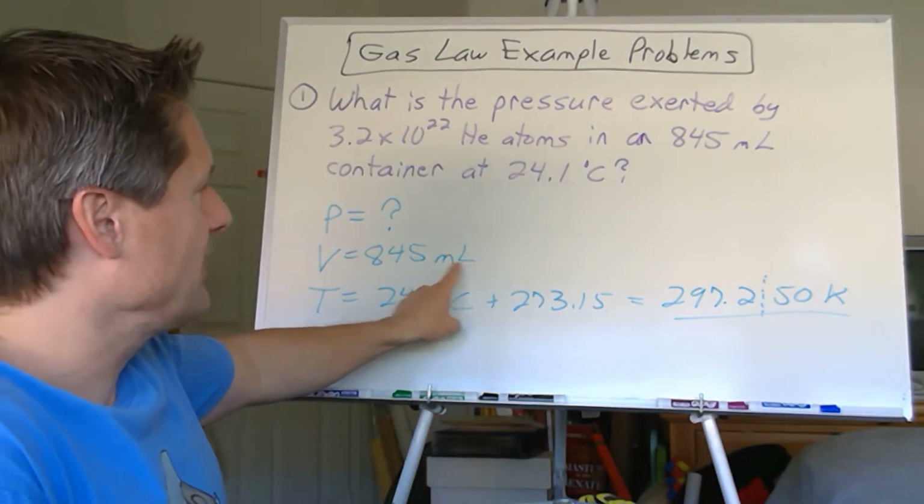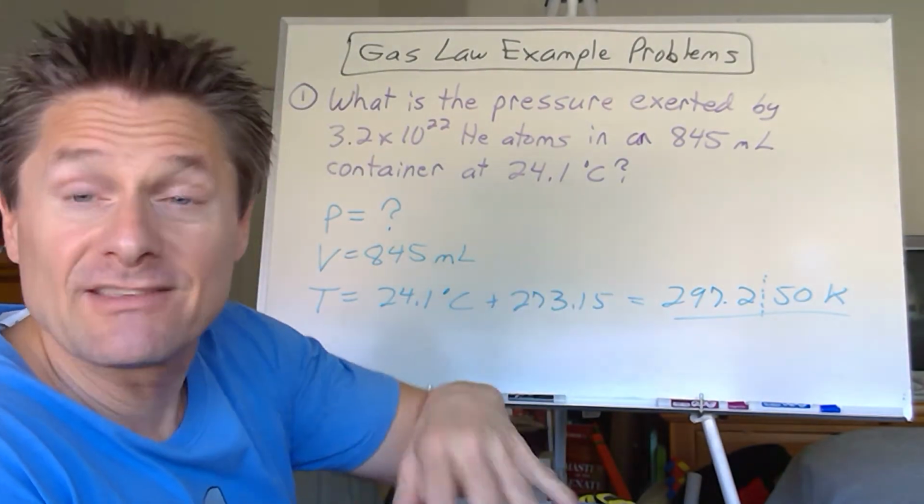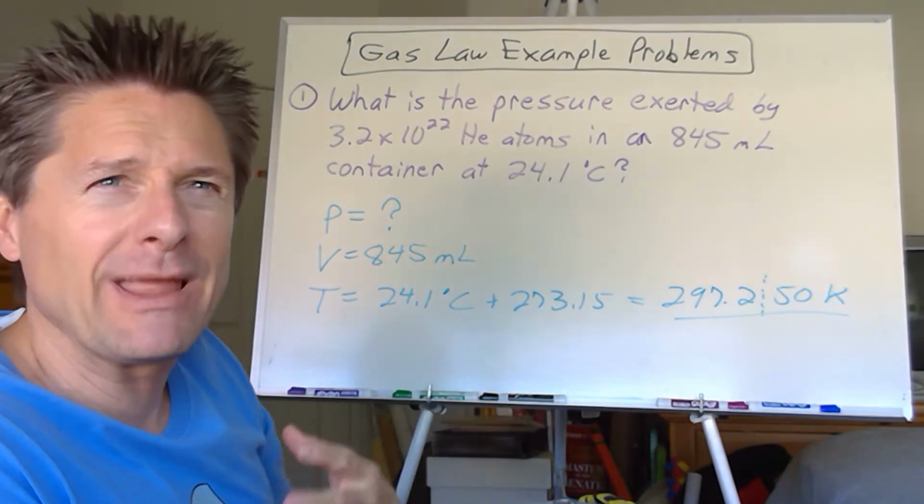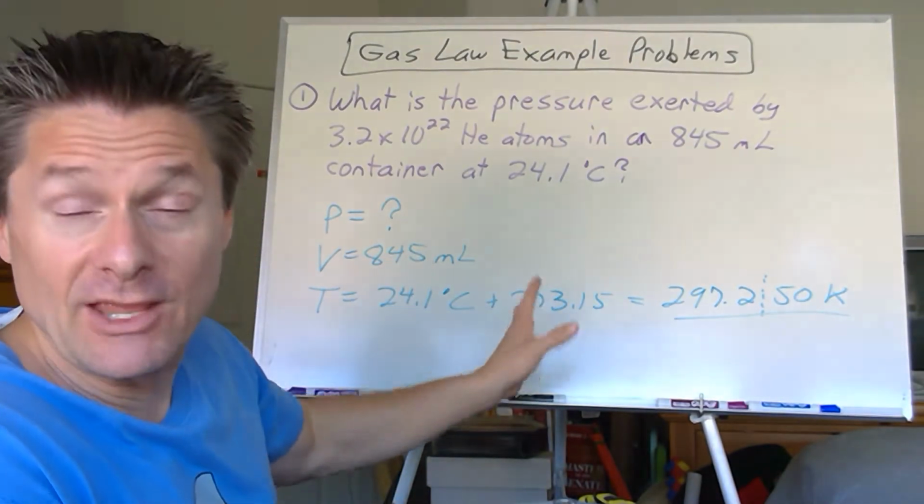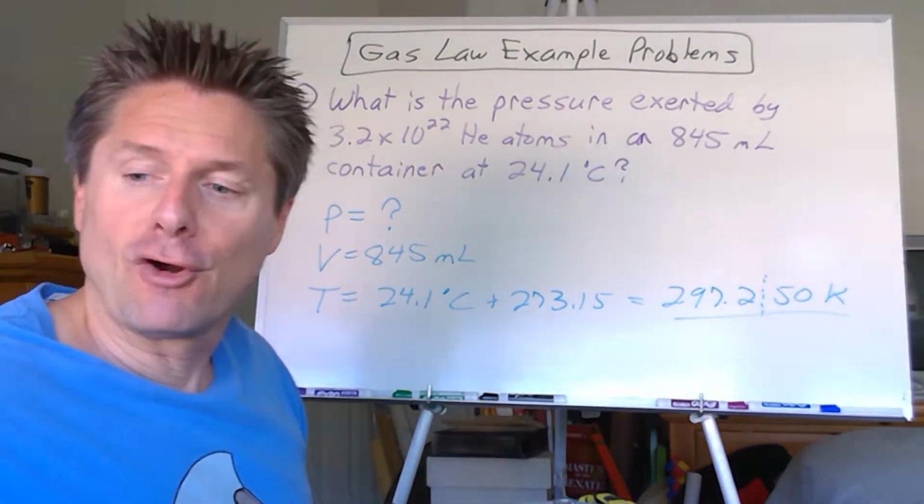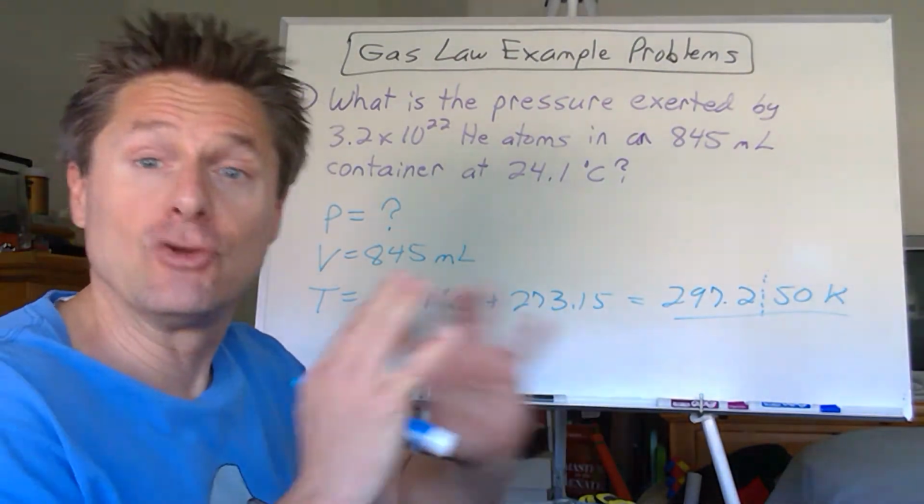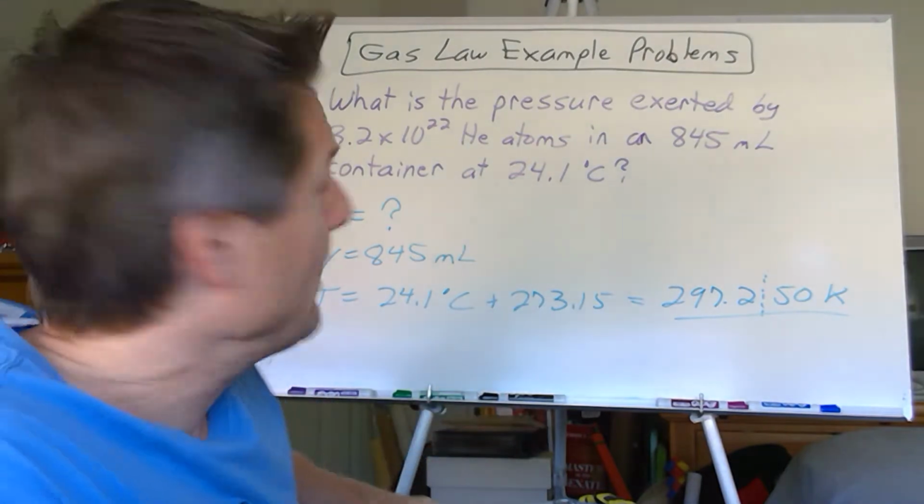Now, some people like to convert milliliters to liters knowing that's going to be necessary. I don't like to do that. I don't like to anticipate what units they need to be. I'm just going to throw them into PV, into the equation I need, and then convert units as necessary when I do the dimensional analysis or the unit line equation, right?